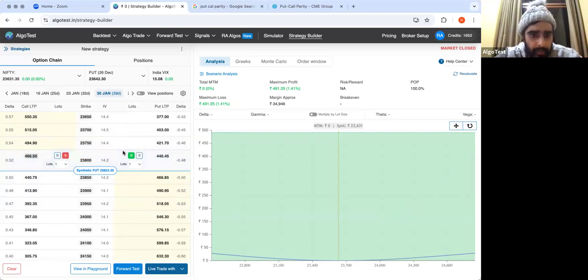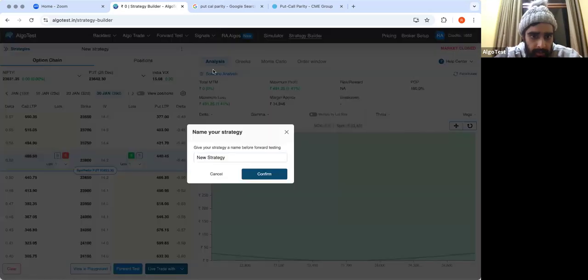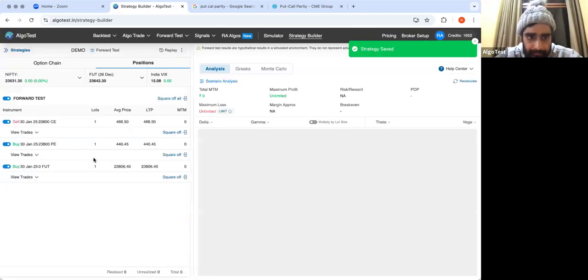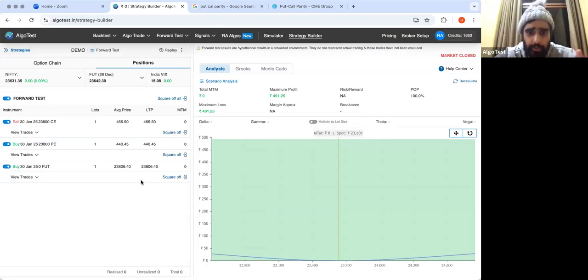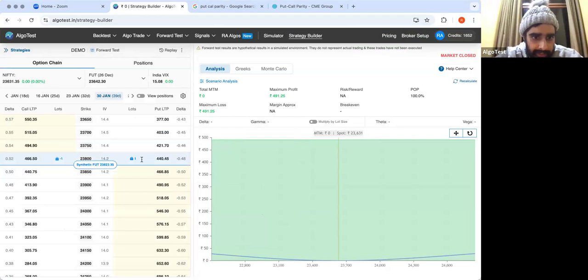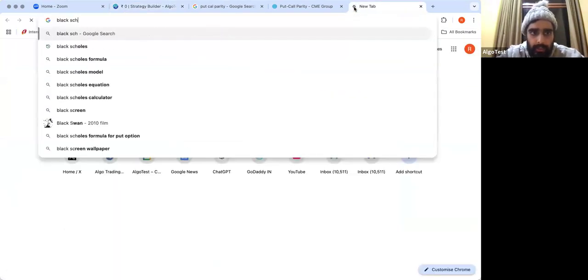So let's do this. Let's call this demo. We'll call this a forward test. Okay. And here now, we've taken this virtual trade. This virtual trade is saying that no matter where the price goes, no matter where the underlying goes, we are going to make this 500 rupees minus our expenses, right? And the IV of this trade is around 14.2. All right, guys. So let's open that Black-Scholes calculator.